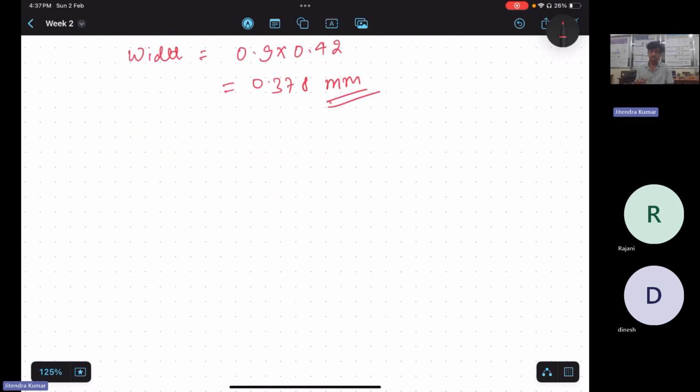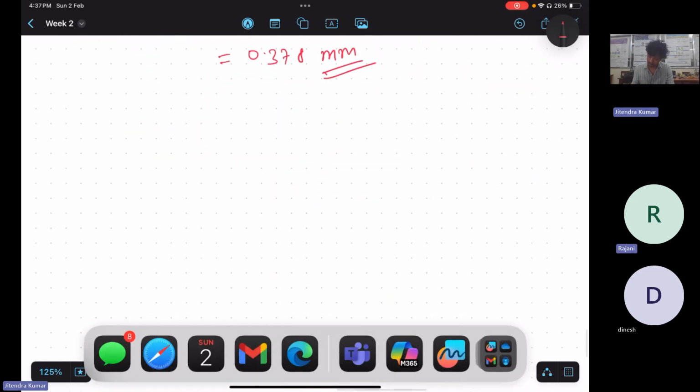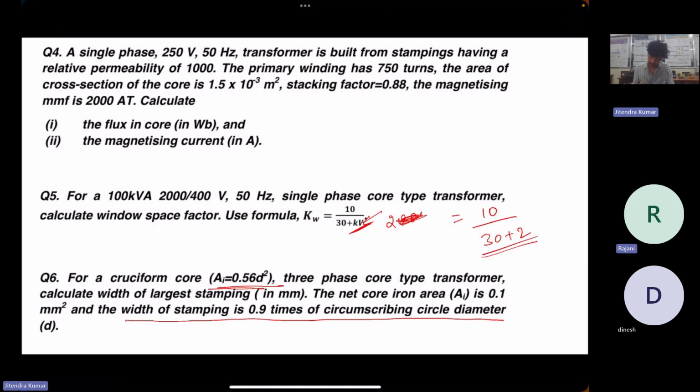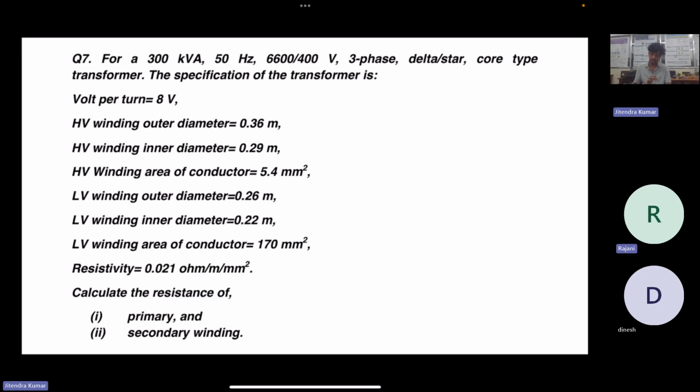Now let us move ahead with the next problem. I think it is clear for you. Now let us move towards the 7th problem. The seventh problem should be easy. I think you can calculate it, but still let us go through it once.